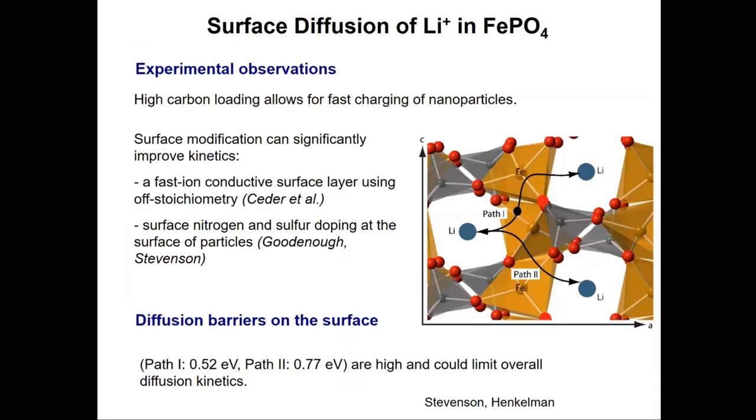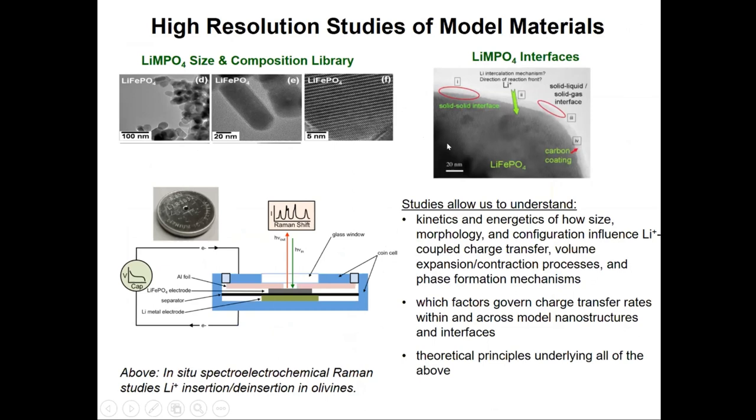And so what we did is we started to do a series of compositional and size-dependent, morphologically dependent syntheses where we could, for instance, make different sized lithium iron phosphate, and then use vibrational spectroscopy in a coin cell, simulating the battery environment, by drilling a small optical window, and then follow the vibrational spectra to report on the state of charge and discharge of this olivine material.